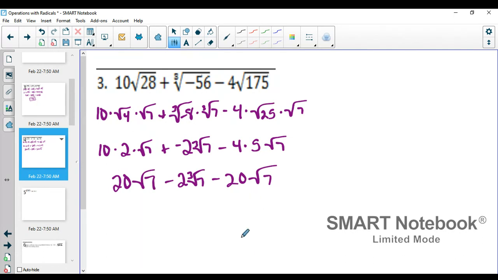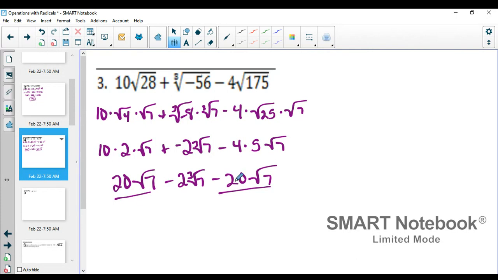All right. Now, yes, there is a radical 7 in each of these terms. However, this one is the cube root of 7, and these two are the square roots. So the cube root of 7 we cannot combine with the square roots of 7. So we're just going to focus on 20 square root of 7 and negative 20 square root of 7.